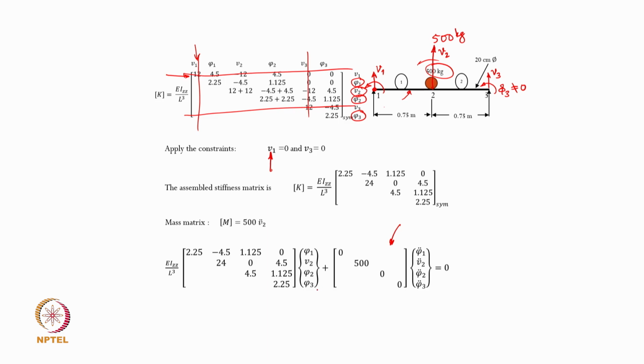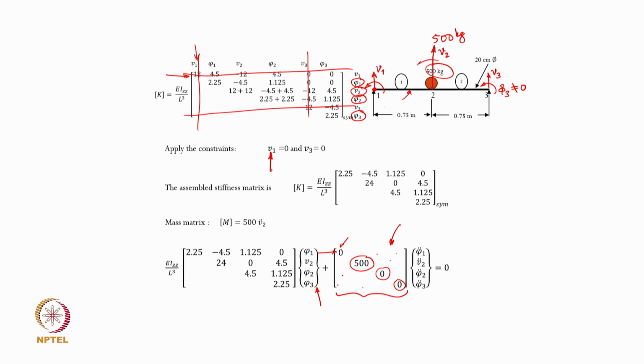So, all of these are the remaining degrees of freedom after the application of the constraint, and therefore, a 6 by 6 matrix is now reduced to a 4 by 4 global stiffness matrix, and the global mass matrix looks like this because of the assumption that there is no rotational inertia for the disc. The elements corresponding to the slopes are all treated as 0, and of course, all other elements here are going to be 0, except the element representing the mass of the disc, which appears in the second diagonal element.